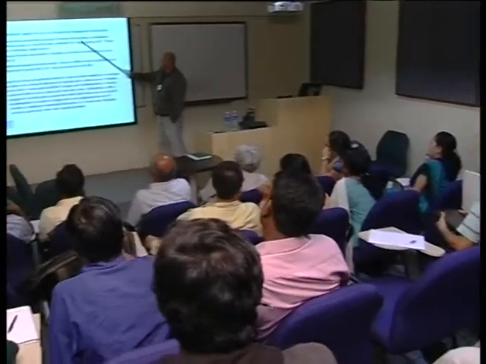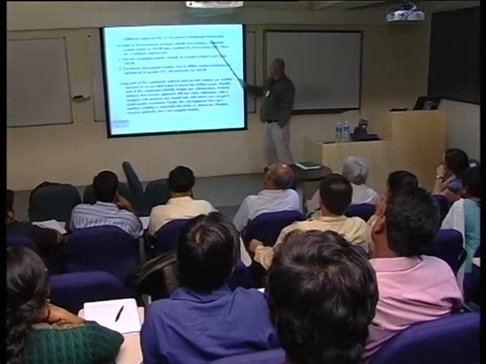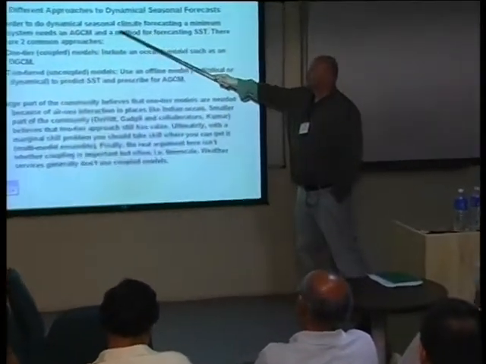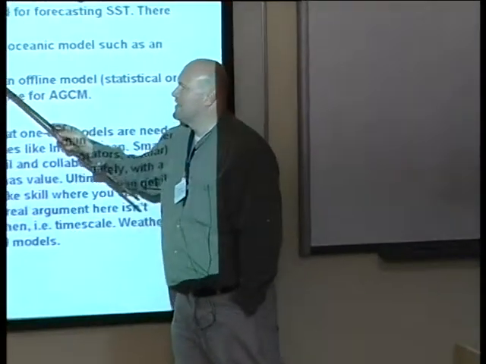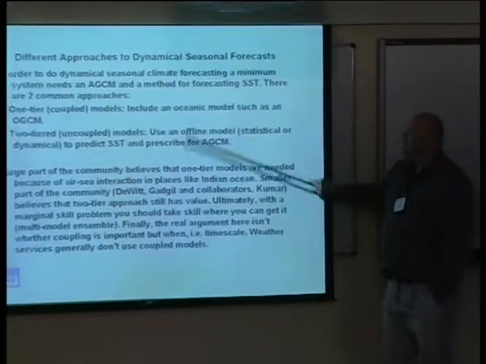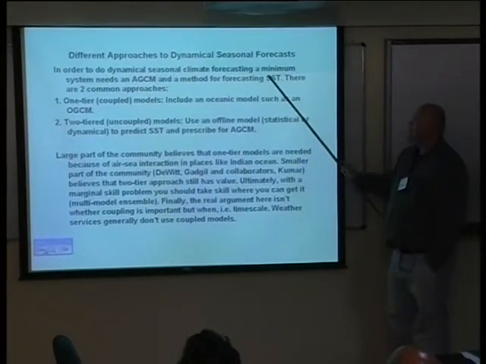Okay, so then we'll talk briefly about the different approaches to dynamical seasonal forecasts. I appreciate that people, especially in the math community, use this differently than I'm doing here. In my community, if you say you're using a dynamical model, that means you're time-marching partial differential equations. The other approach would be a statistical approach in which there's no time marching. The minimum system you would need would be an atmospheric general circulation model, which is one of these sets of nonlinear partial differential equations, and you need some method to forecast the SST.